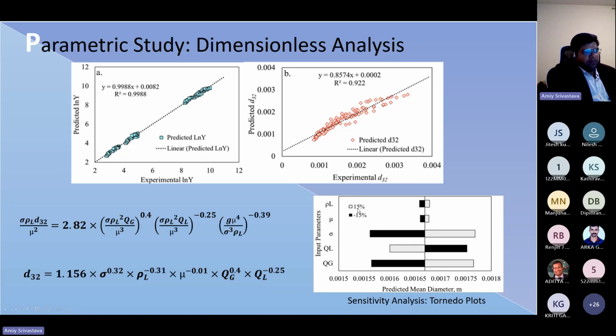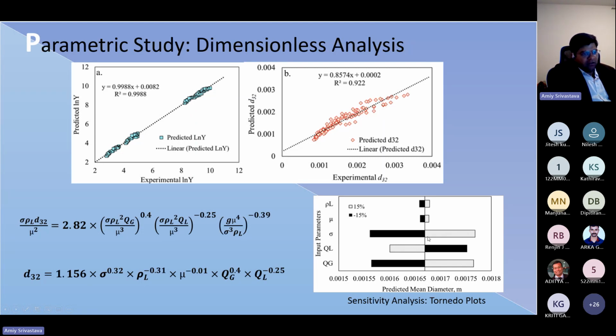This gray one is basically plus 15%, so we can call it increasing when it is increased by 15%. The diameter is increased from 1.65 mm to 1.75 mm. When the liquid flow rate is increased, what happened? The diameter is reduced from 1.65 mm to around 1.6 mm. Surface tension also has a bigger impact on the size of the bubble.